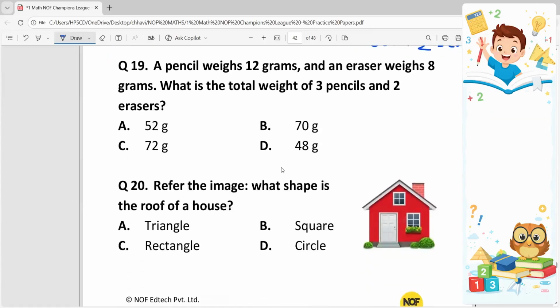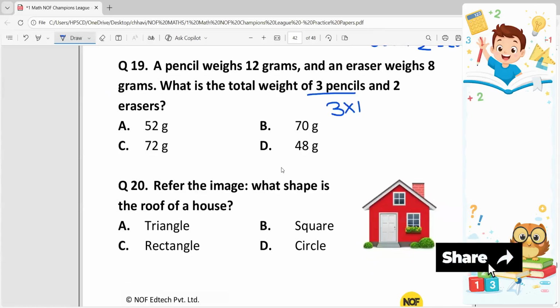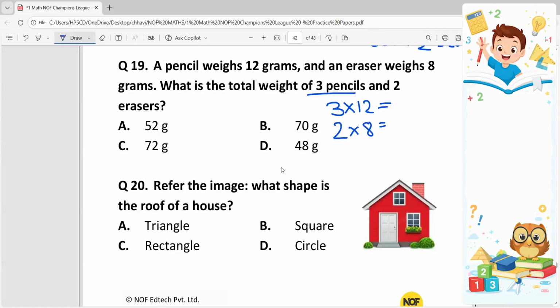19th. A pencil weighs 12 grams and an eraser weighs 8 grams. What is the total weight of 3 pencils and 2 erasers? 3 pencils. So first we have to calculate the weight of 3 pencils, and then also 2 erasers. So 12 ones are 12, 12 twos are 24, 12 threes are 36, and 8 ones are 8, 8 twos are 16. And now we can find out the total weight.